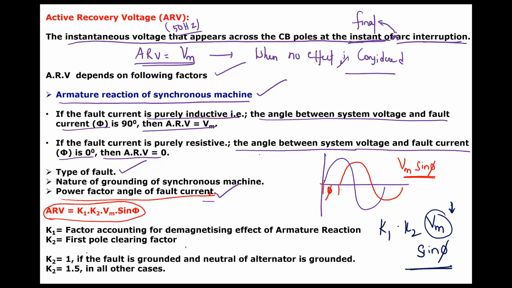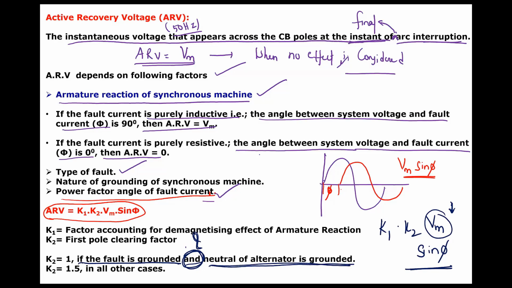So one more factor comes into each case. K2 depends upon the nature of fault and how the synchronous machine is grounded. K2 value is equal to 1 if the fault is a grounded fault. Grounded fault means LG fault. And it is an AND gate. Remember, both conditions must be satisfied, and the neutral of the alternator is grounded.